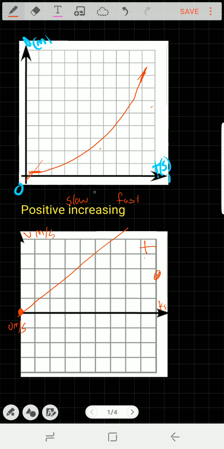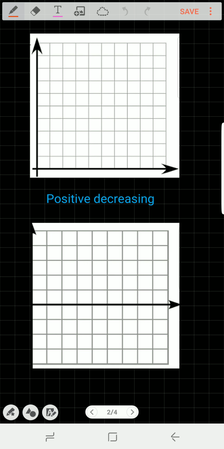So let's go, again, positive increasing on the distance versus time graph is going to be going up away from 0, starting off flat, ending angled, and connecting that. And positive increasing on the velocity versus time graph is going to be your top quadrant, starting from the 0 speed and going away from the 0 speed into the diagonal line. Let's go to the next one.